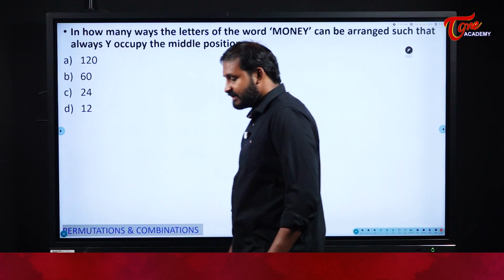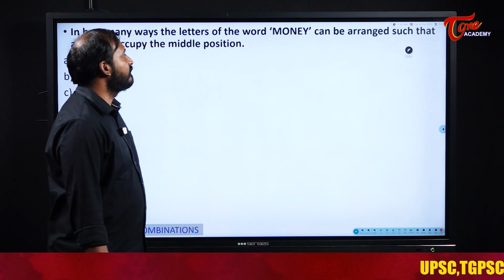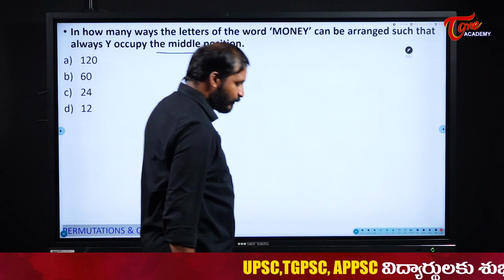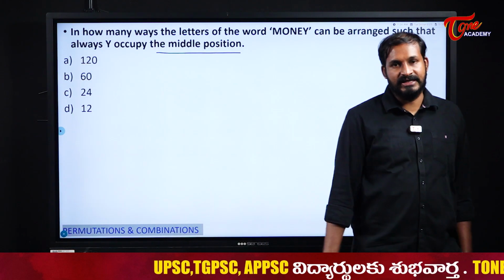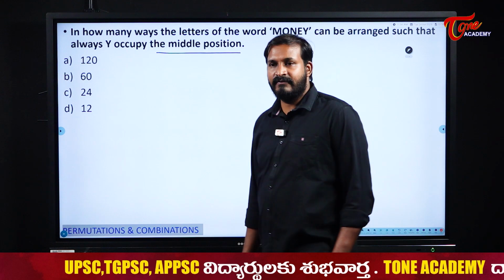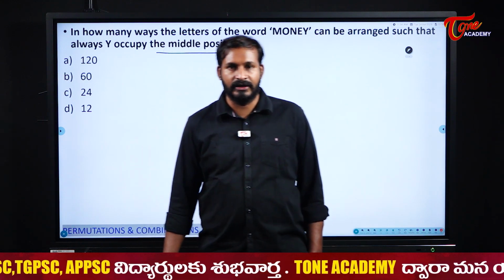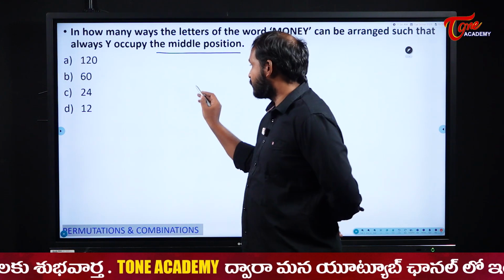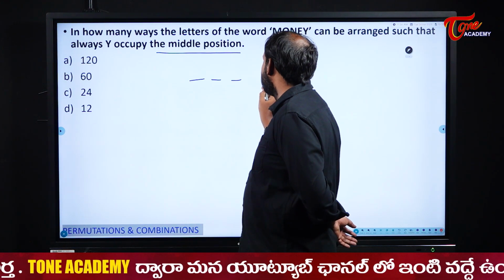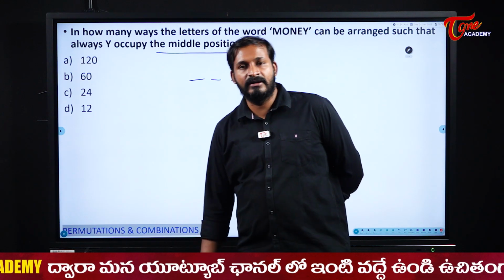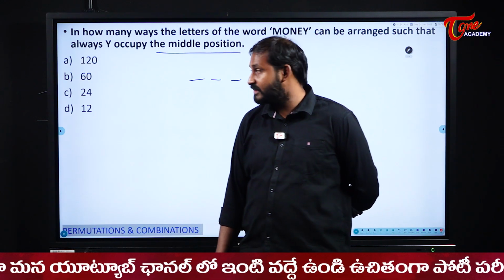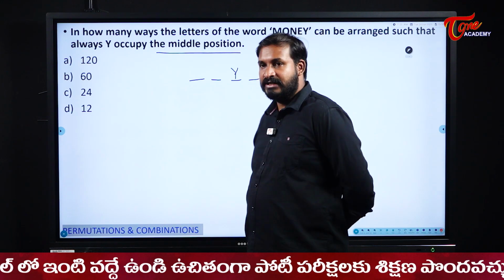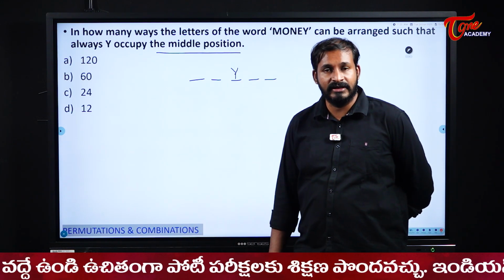Now, in how many ways can the letters of the word money be arranged such that Y always occupies the middle position? These are the general questions. Right. Now, this is a little bit different. Earlier we have seen without any conditions how we are going to solve it. Here, in this case, my Y should occupy the middle position. So, total how many positions do you have here? 5 positions. The word money contains 5 positions. In that, my letter Y should always occupy the middle position.